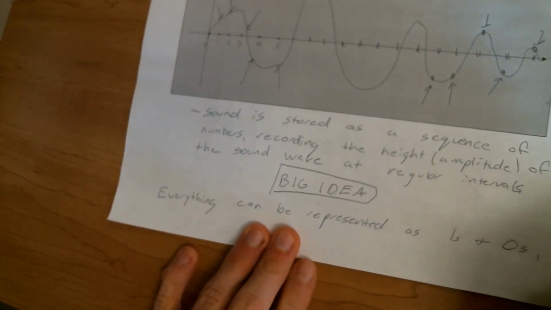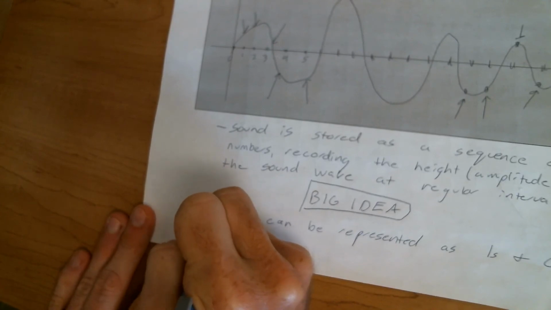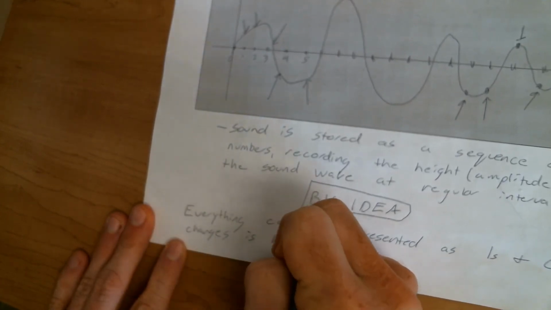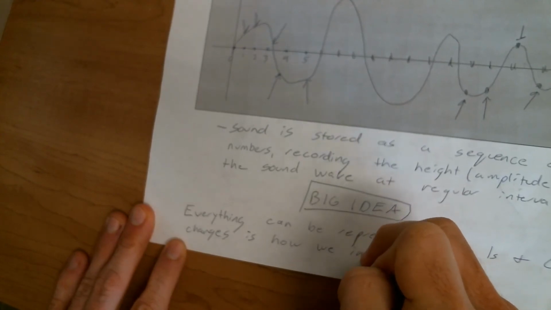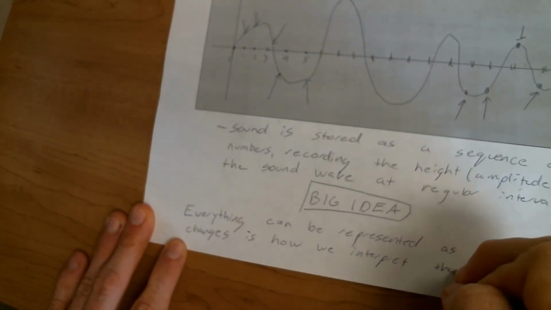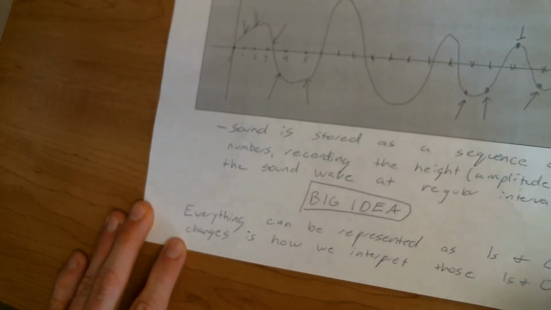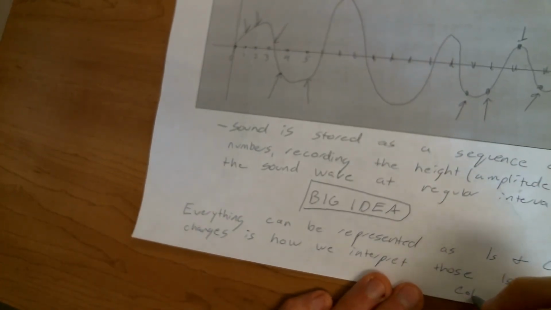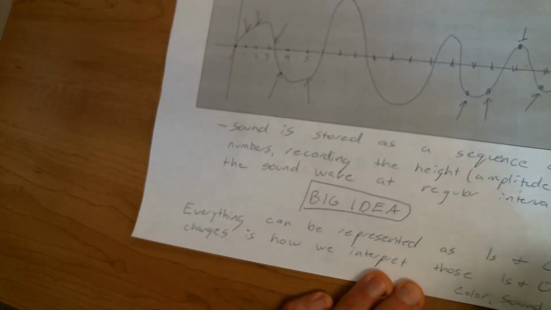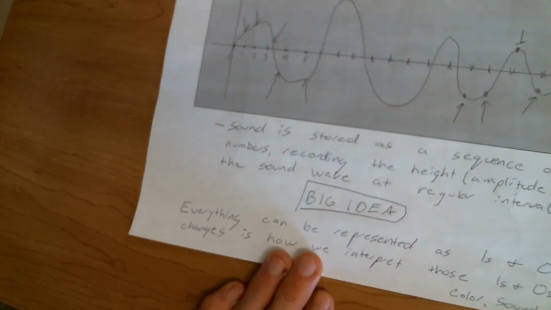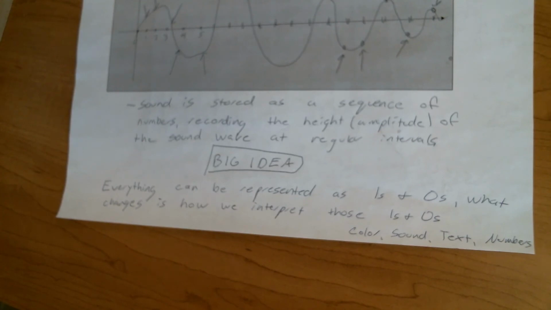What changes is how we interpret those ones and zeros. Are we interpreting them as color? Are we interpreting them as sound? Are we interpreting them as text? Are we interpreting them as numbers? It's up to the computer and the programs to figure out how they're being interpreted, but it all comes back to ones and zeros. Everything on your computer, everything that you're storing, everything that it's dealing with is ones and zeros. So this marks the end of the data representation.